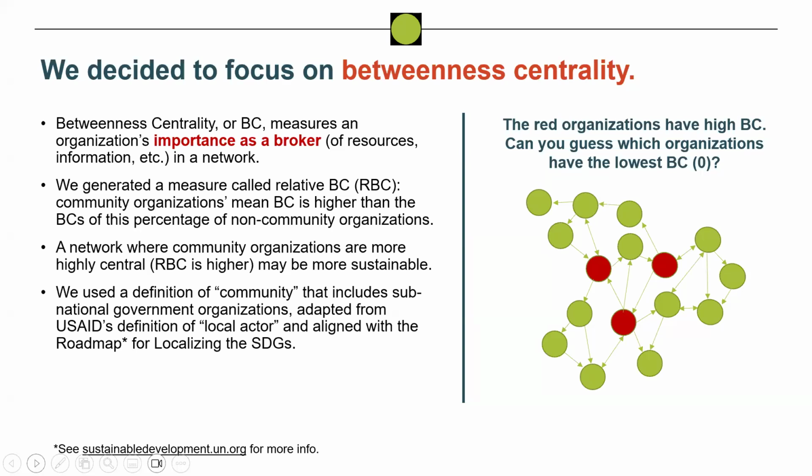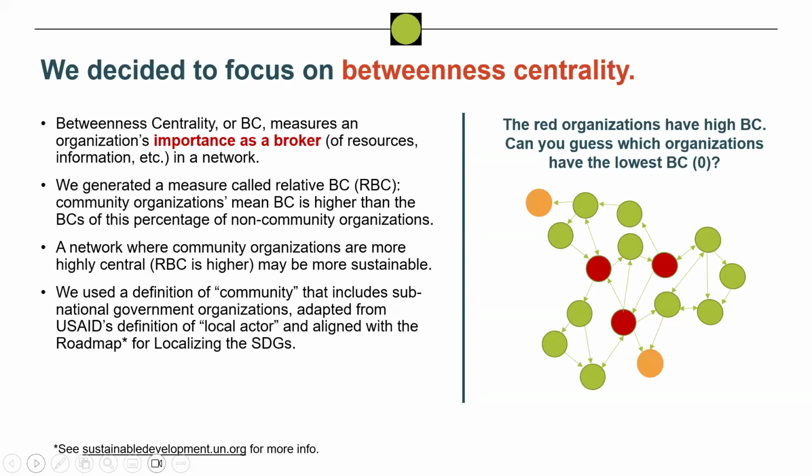If everyone could just take a quick look at the graphic on the right hand of this slide, the red dots are the organizations that have the highest betweenness centrality. You can just look and see if you can identify one or more green dots that you think have the lowest betweenness centrality in this hypothetical network. So just look for one or more dots that you think have very low betweenness centrality here. Matthew, if you could just click through, we'll show what those are.